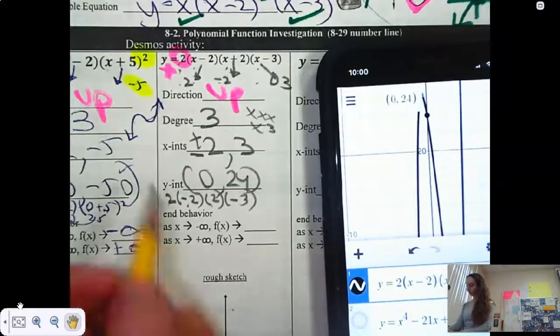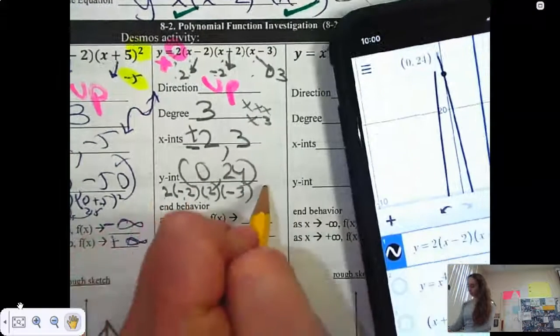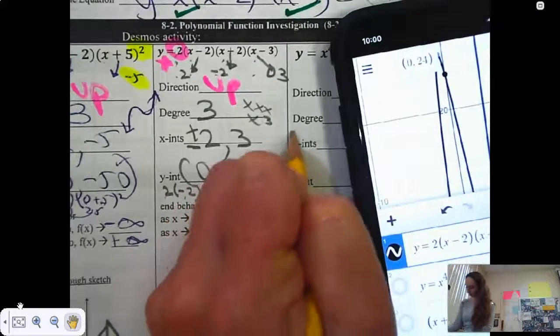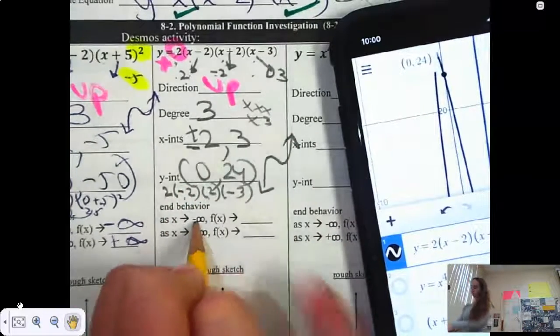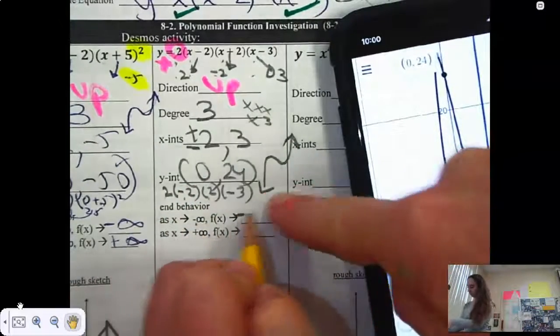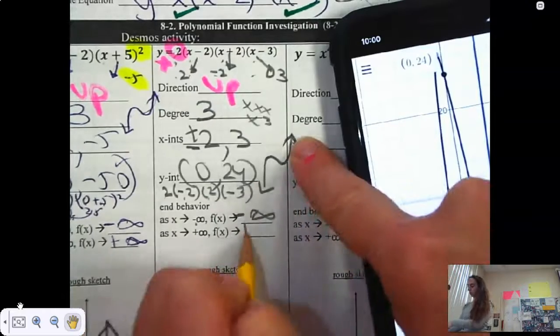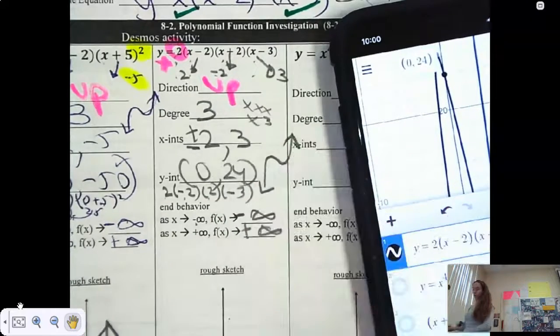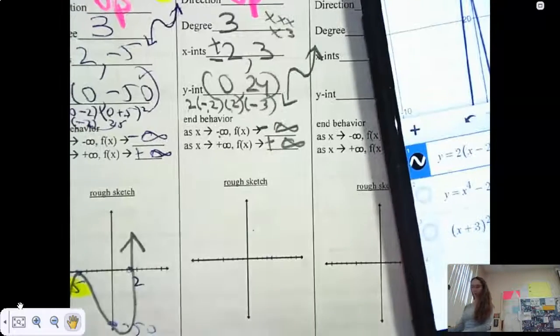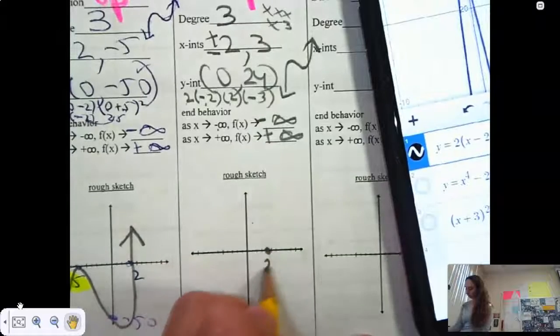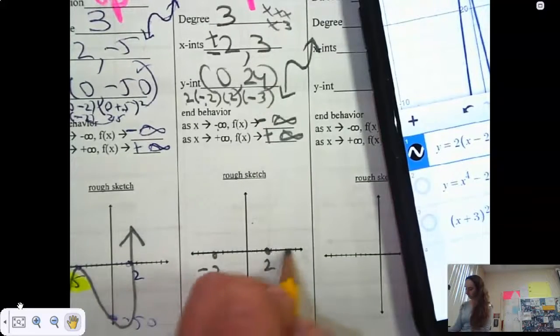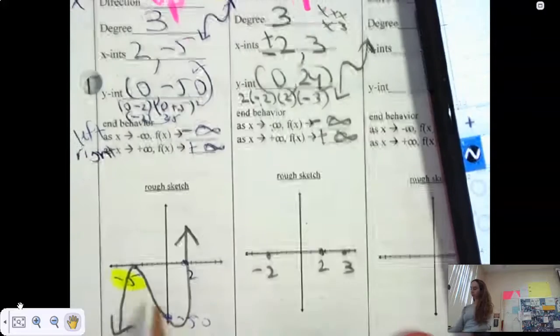Okay, so I'm going to rough sketch this. If it's x cubed, I see it starting down here, and it's going up there. Negative infinity means on the left. On the left, it's going down. On the right side, it's going up. So if I'm going to rough sketch this, I've got to put my intercepts: 2, -2, and 3. Remember we talked about before, a squared means it bounces?